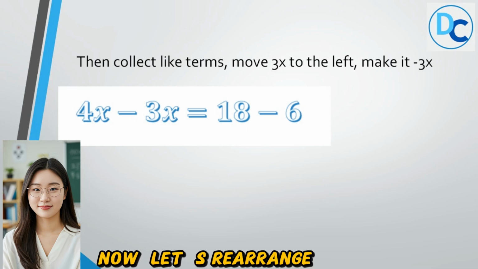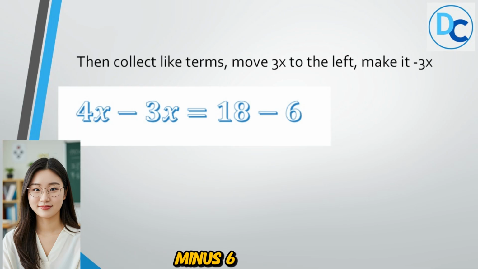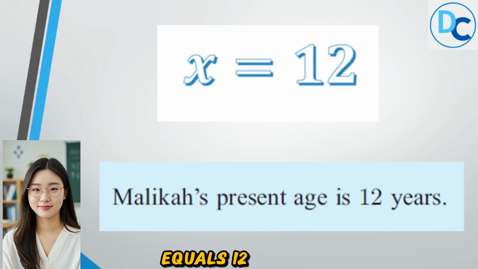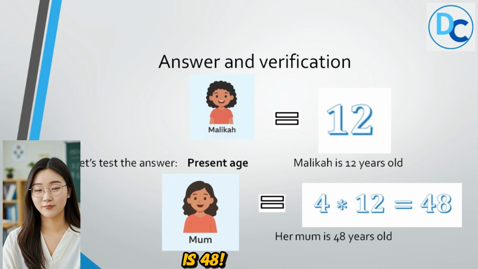Now, let's rearrange it. 4X minus 3X equals 18 minus 6. That gives us X equals 12. So Malikah is 12 years old and her mum is 48.